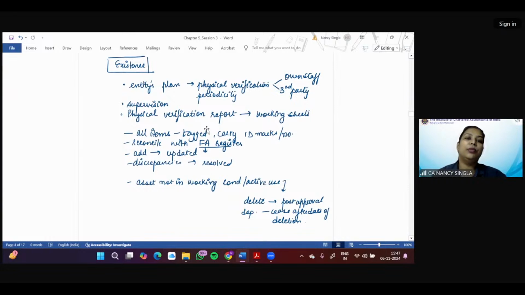So again, it will be what? The physical verification of the PPE, and whose responsibility is it? It is the responsibility of the management. So what will the auditor do? He will just attend it. Let me just have a look at your replies.